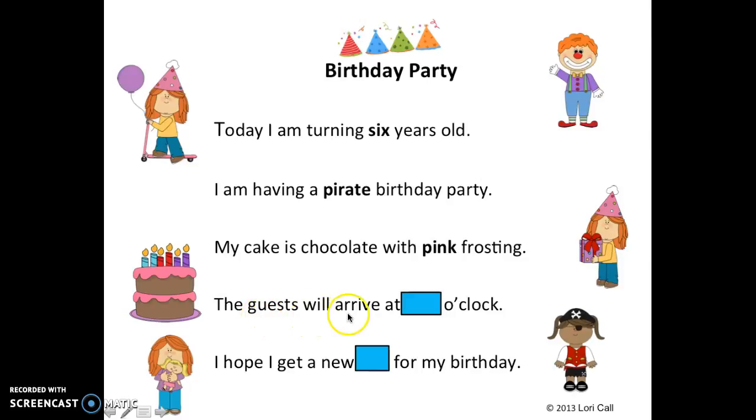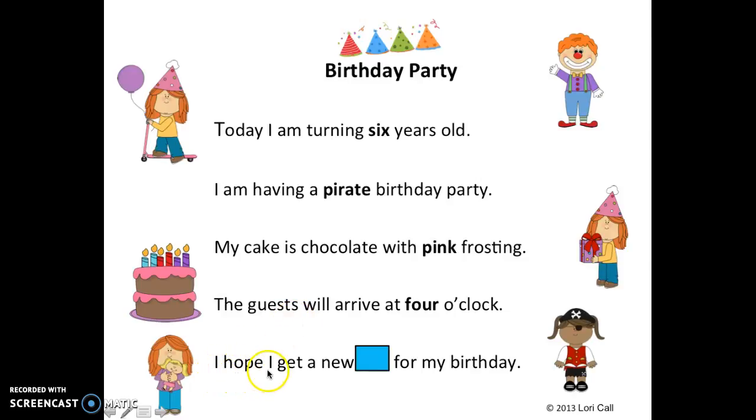The guests will arrive at blank o'clock. I don't see a clock in the picture. Let's go back. Read the sentence. The guests will arrive at, it could say 5 o'clock, or this could say 4 o'clock. Let's look at the rest of the word. 4 o'clock. The guests will arrive at 4 o'clock.